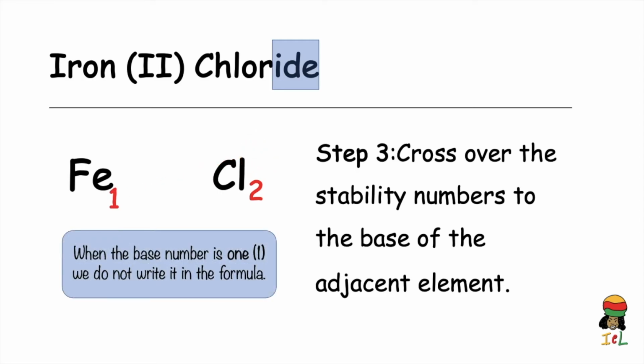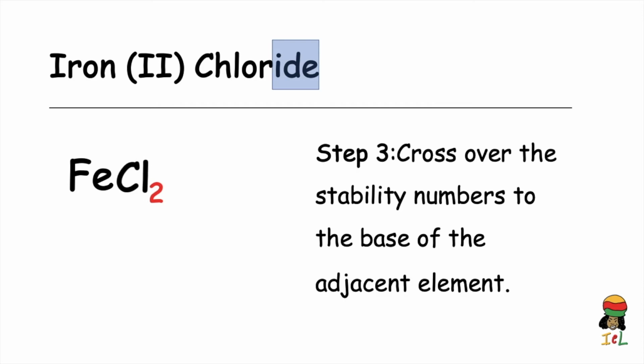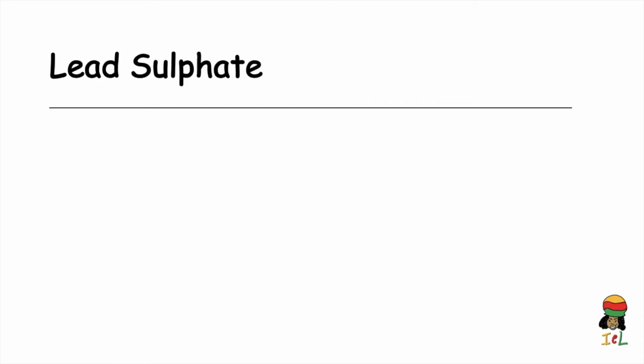Of course, when the base number is 1, we do not write it in the formula. So the formula for iron 2 chloride is FeCl2. The final example for this section is lead sulfate. Of course, lead is a post-transition metal and sulfate is a radical.